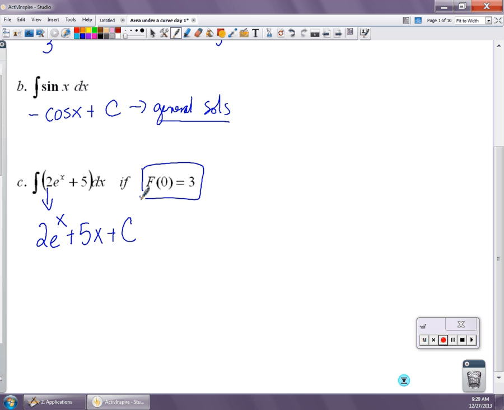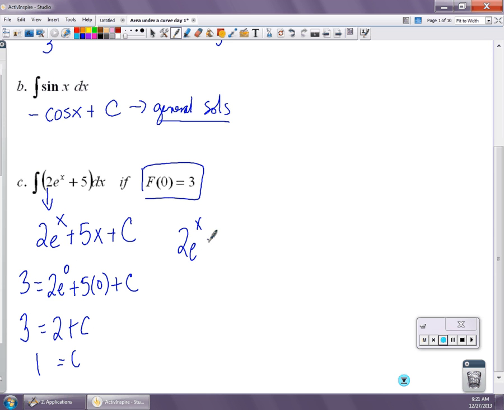However, in this particular problem, they give us an xy coordinate, so when x is 0, y is 3, so I have 3 equal to 2e to the 0 plus 5 times 0 plus c. So that gives me 3 equal to 2 plus c. So c is equal to 1. So the particular solution in this case is 2e to the x plus 5x plus 1, and that is a particular solution. It is one member out of the family of functions that share the same derivatives. So those were indefinite integrals.